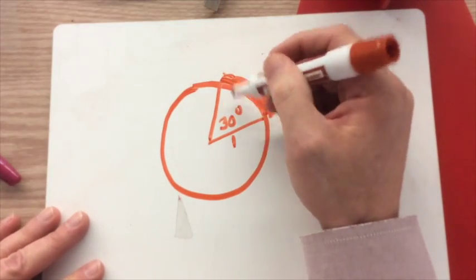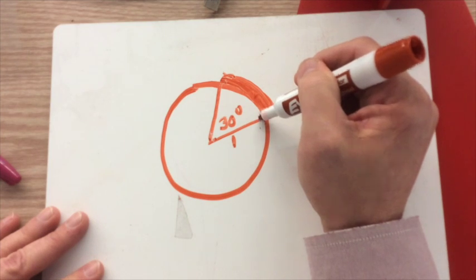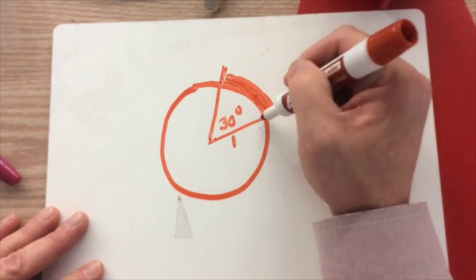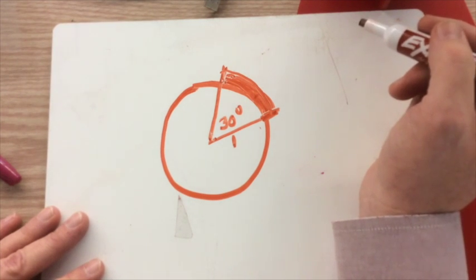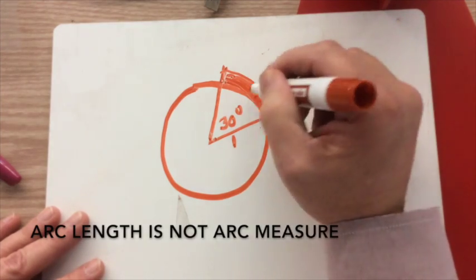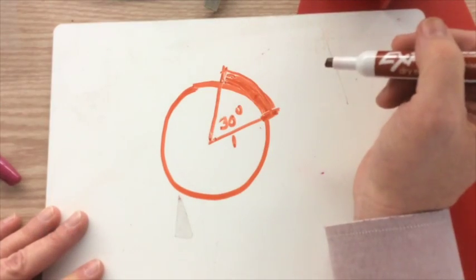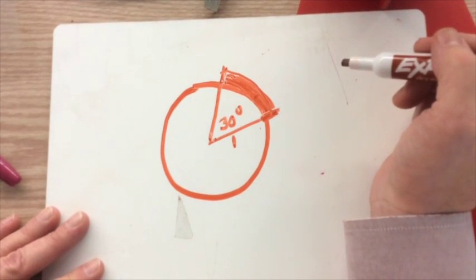30 degrees? Okay. We're going to come back to that. 30 degrees is called the arc measure, right? The arc measure of an arc is defined as the measure of the central angle that creates it. Arc measure. But I'm asking for the actual length. How far is it from here to here around this curve?